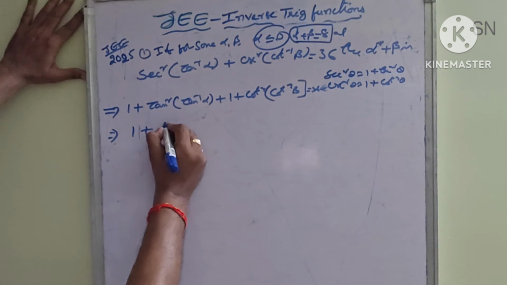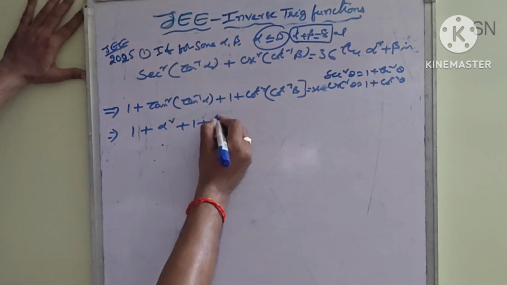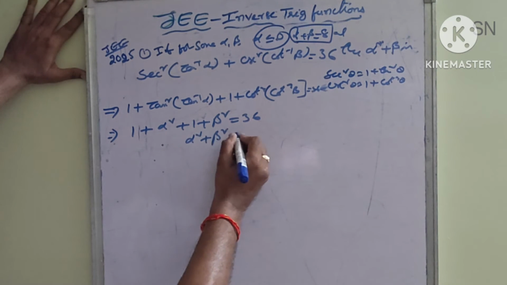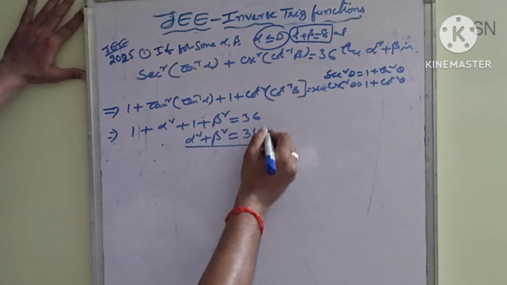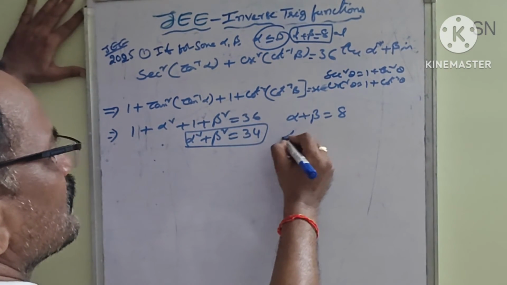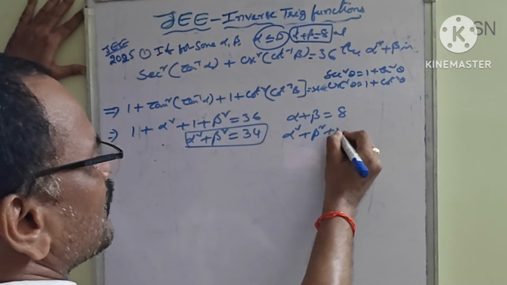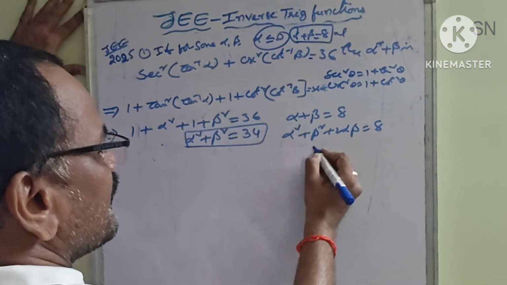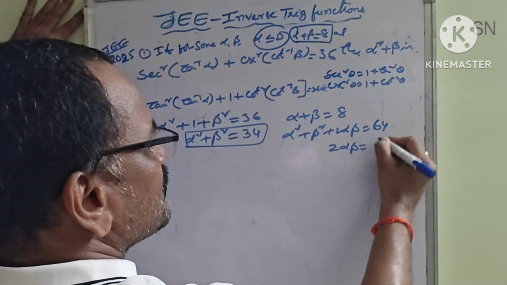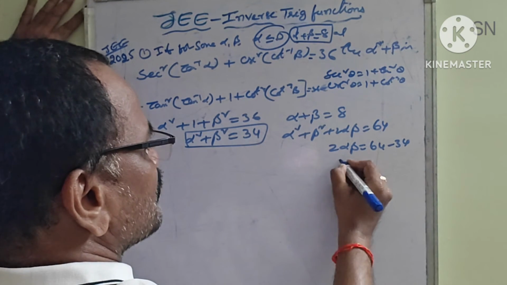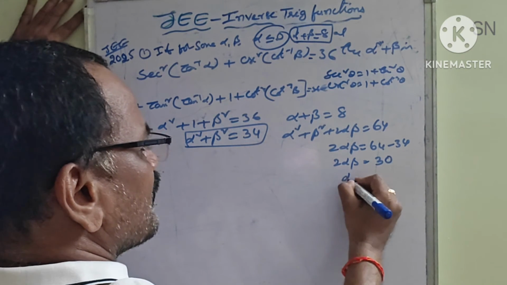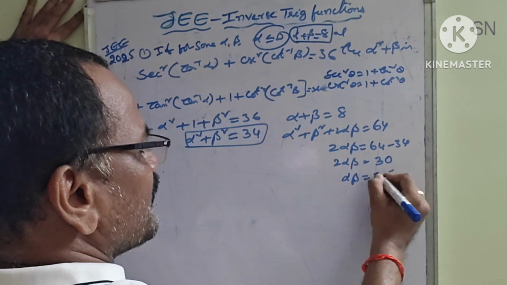Now 1 plus, this is alpha square plus 1 plus beta square is equal to 36. Alpha square plus beta square is equal to 34. This is the one equation. So given alpha plus beta is equal to 8, so alpha square plus beta square plus 2 alpha beta is equal to 8 square, 64. Now 2 alpha beta is equal to 64 minus 34. So 2 alpha beta is equal to 30, alpha beta is equal to 15.